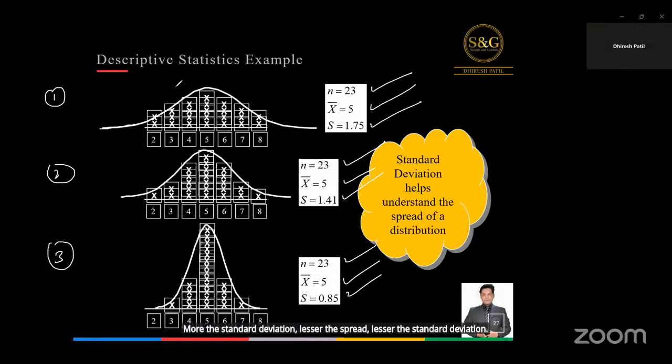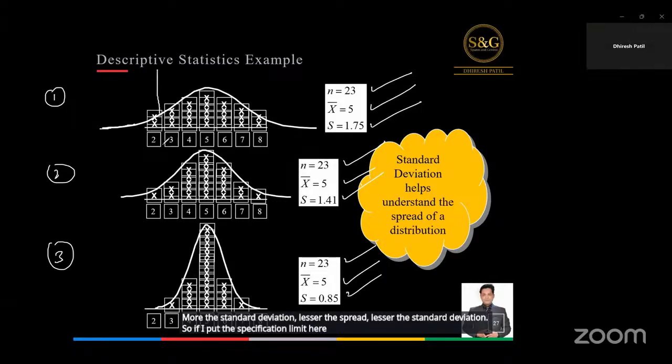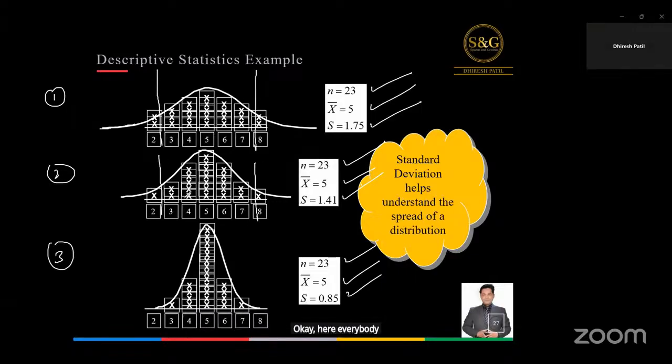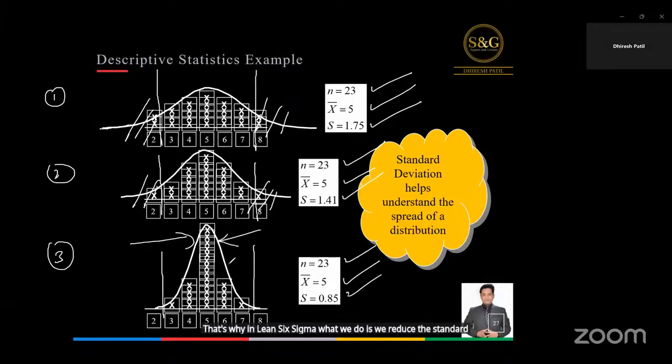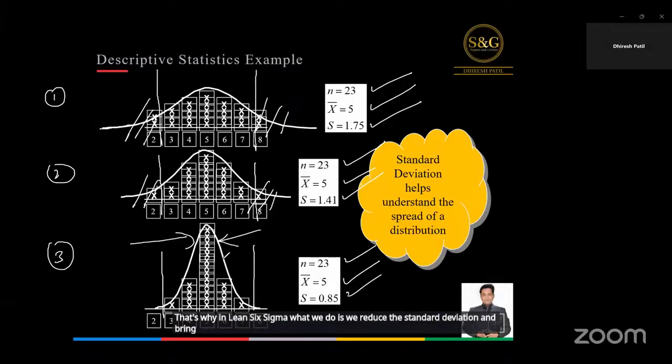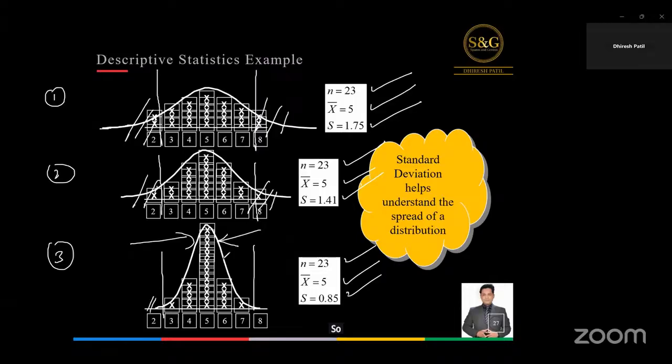So, if I put the specification limit here, everybody understand this. Anything which goes beyond specification is rejected, right? This is all rejection. That's why in Lean Six Sigma, what we do is we reduce the standard deviation and bring the process to the center so that we can reduce these rejections. And this is the simple fundamental of Six Sigma.